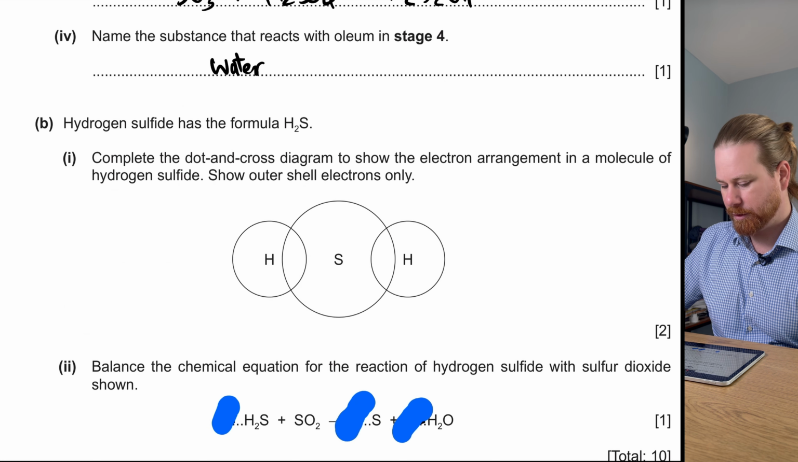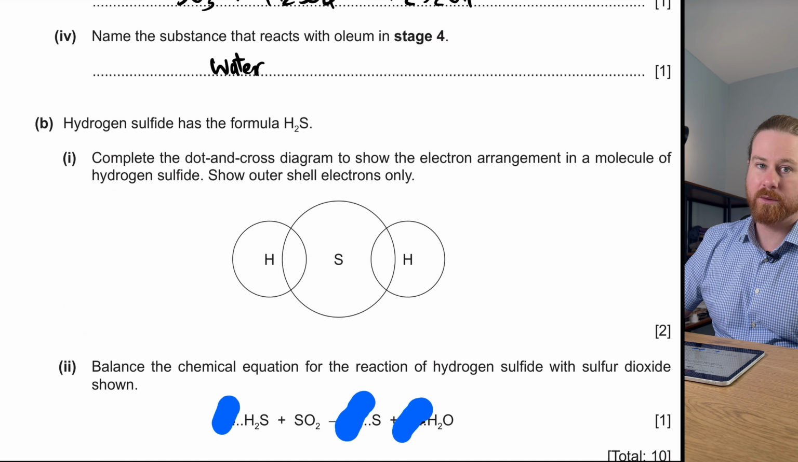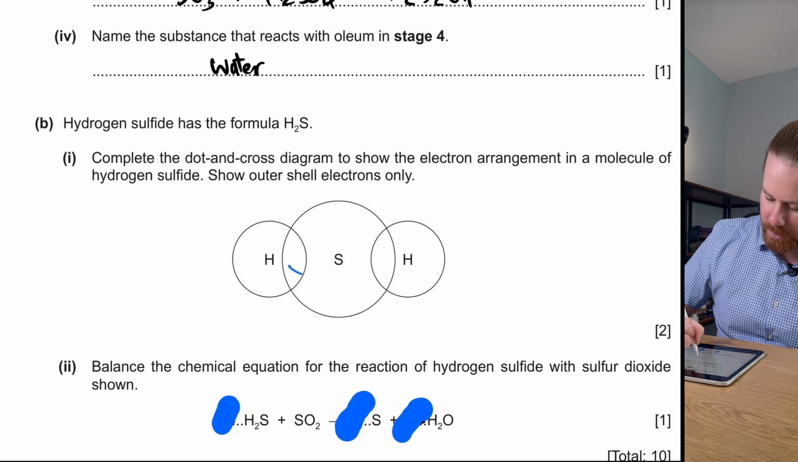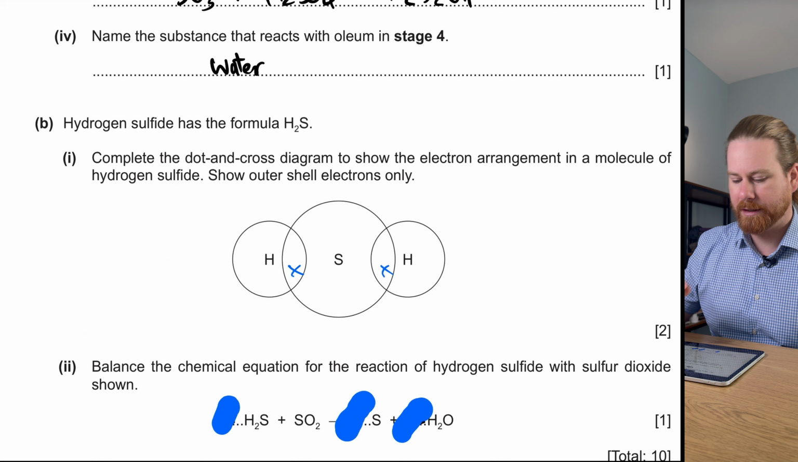Alright, now we have to do a dot cross diagram showing only the outer shell electrons. So let's start with hydrogen. Hydrogen only has one electron, so hydrogen is always sharing its one electron.